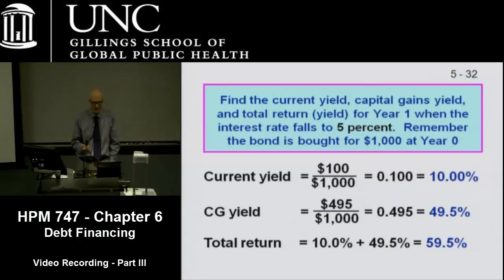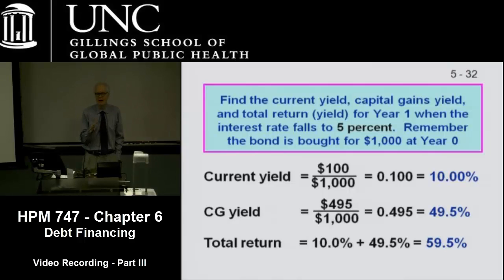So let's go through a quick arithmetic example. We've got a bond now selling at 10% interest, and interest rates go down to 5%. What will happen? Well, we calculated a minute ago that the value of the bond would go up to $1,495. So it would be a capital gain of $495: $1,495 minus the $1,000, which is $495 over $1,000. So a capital gain of 49.5%.